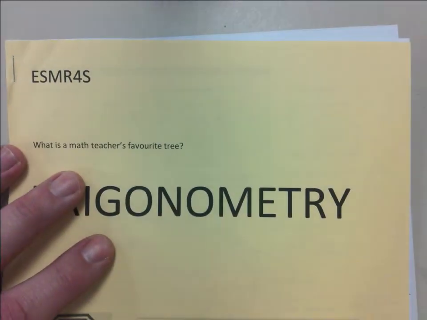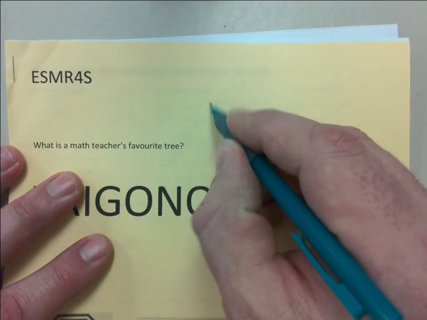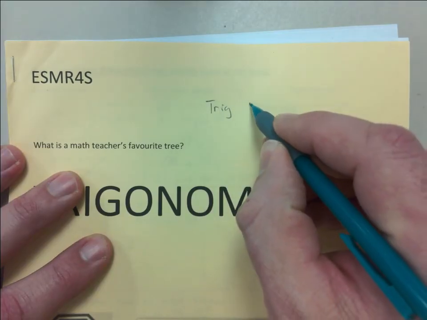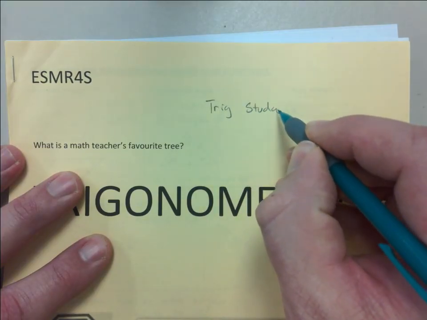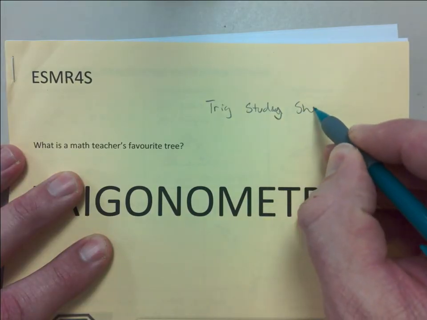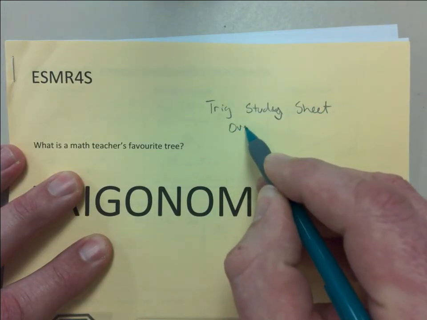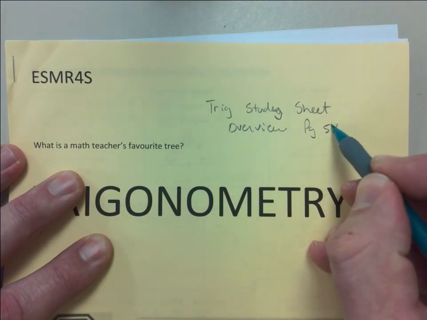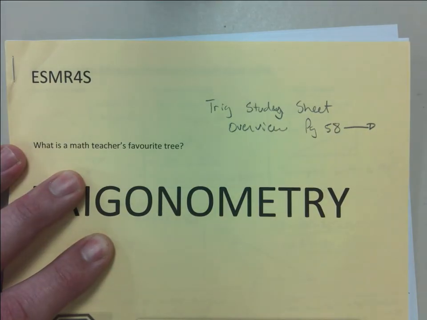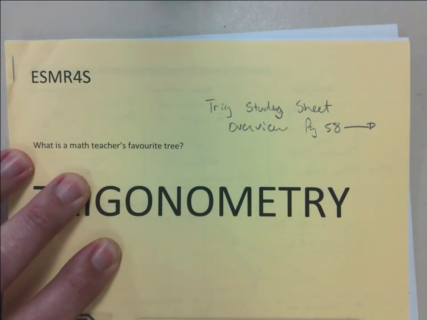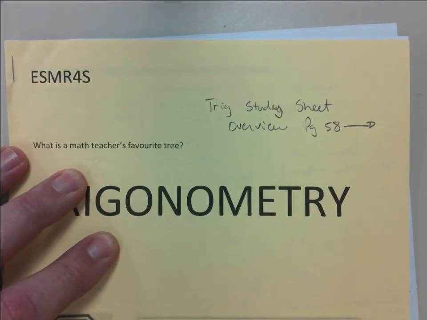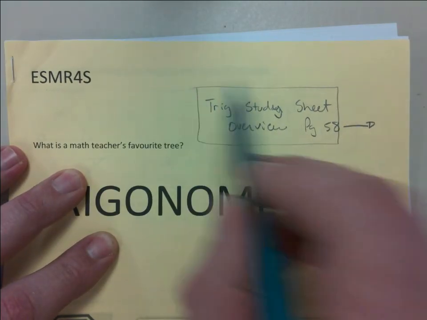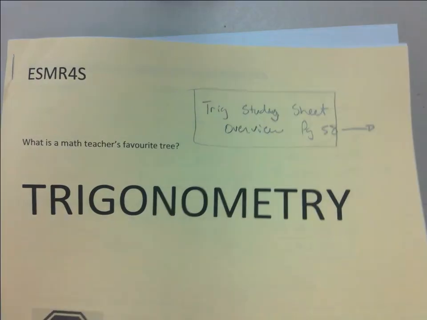The front of this booklet, and just say Trig study sheet overview, page 58. Okay, so go to 58 to get your overview if you need that.